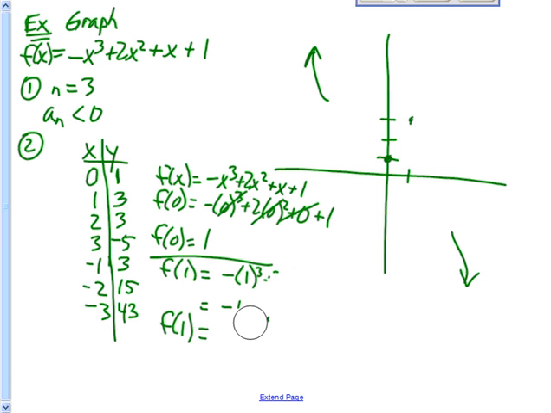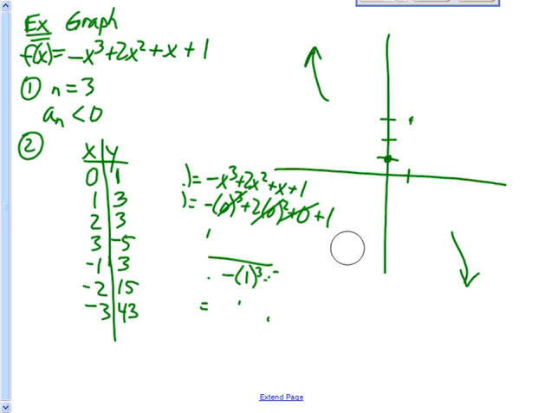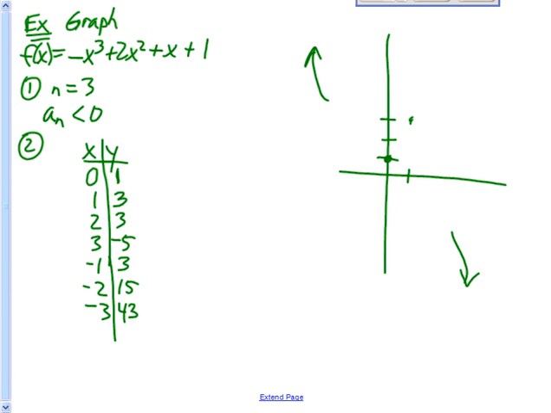Let me erase this here for a minute. Let's put some of these points on there: 1, 3, and we've got 2, 3. We've got 3, negative 5. Negative 1, 3. Negative 2, 15. Now this one is way up there. I can't reach that, but it's way up there, so we know it shoots up here.